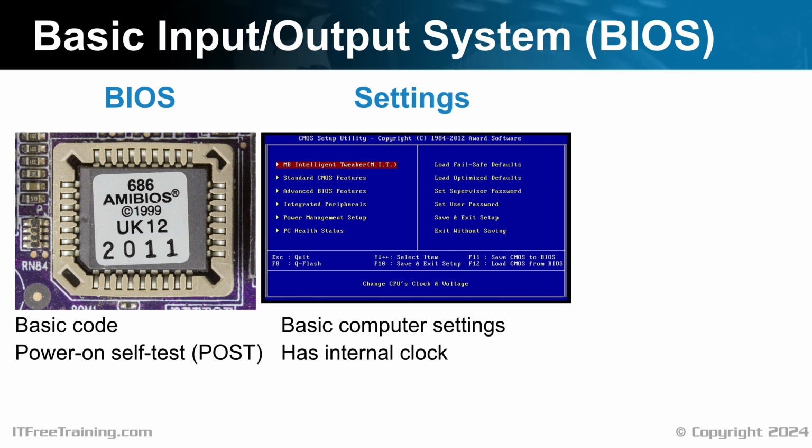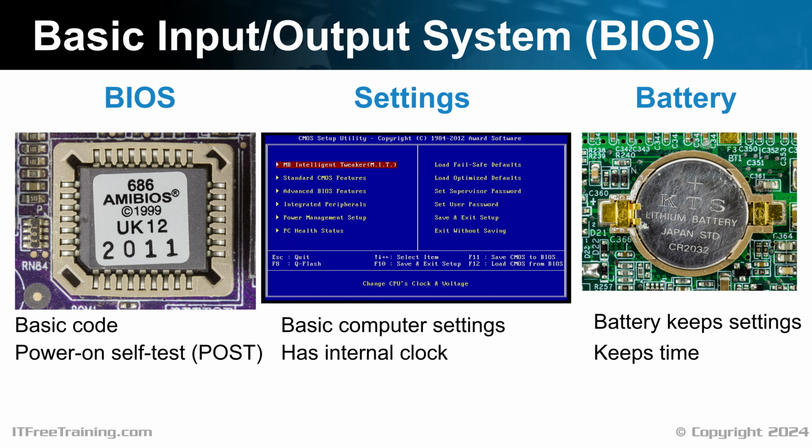It also has an internal clock which keeps the date and time. Traditionally, the battery in the computer kept these settings so they were not lost when the computer was disconnected from power. On modern computers, these settings are stored in flash memory and thus do not require power to prevent loss. The battery, however, does still run the internal clock. On older computers, when the battery goes flat, the time will reset and you will lose all your settings. On more modern computers, you just lose the time.